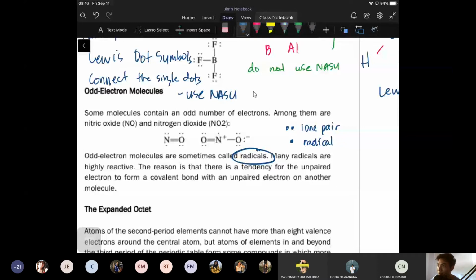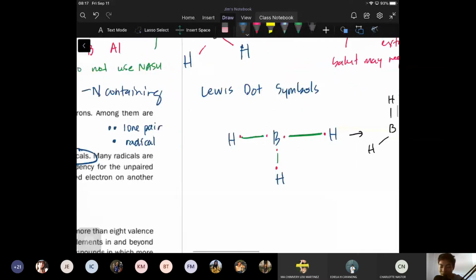Sir, kailan namin malalaman kapag yung molecule ay may radical? Tignan nyo yung examples natin. Ano yung common atom sa kanila? Yung nitrogen. Yung mga molecules with nitrogen usually nagfo-form ng radicals. So, pag nitrogen containing yung atom mo, tapos naging odd number yung electrons mo, tanggapin mo na yung fact na may radical doon. So, okay lang yan. So, let's have examples.